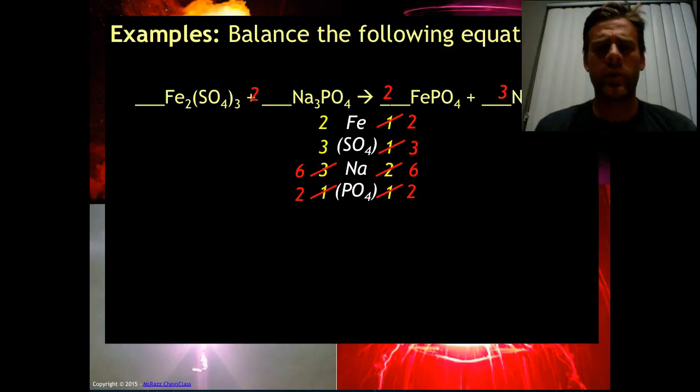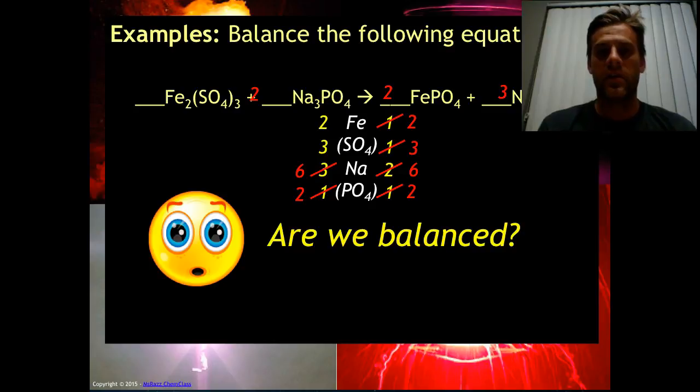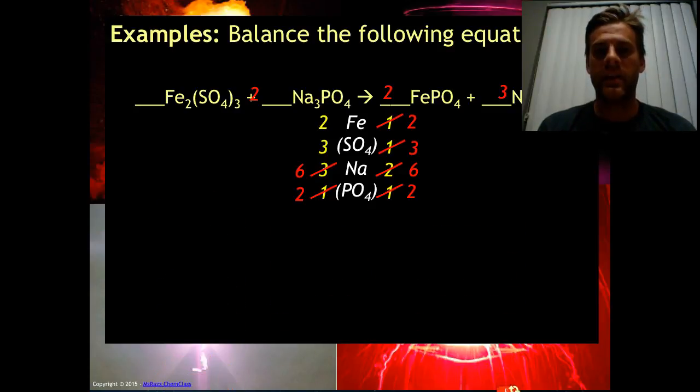So I want to just real quick go back, double check, make sure everything's correct. 2 irons, 2 irons, 3 sulfates, 3 sulfates, 6 sodiums, 6 sodiums, 2 phosphates, 2 phosphates. And again, it is 100% balanced. And so I have done my job in conserving all of the mass. All right? And that's it.